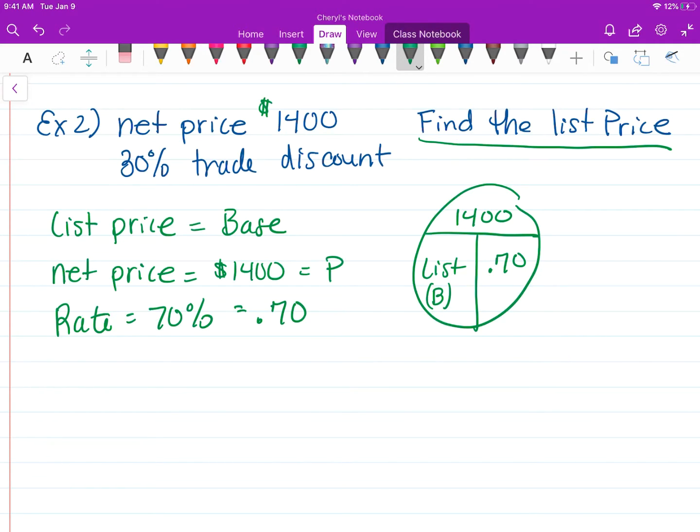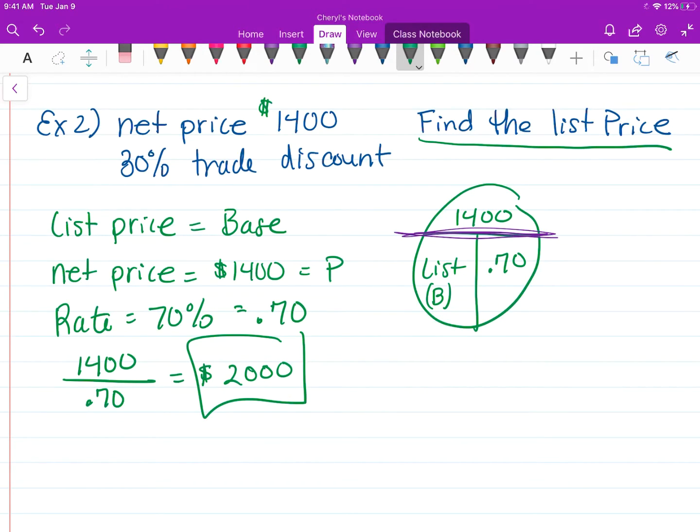Okay, so what is separating the two values that I know is the division line. So that means I'm going to take 1,400 and I'm going to divide by 0.70, and when I do that, I get $2,000. So what this means is that the list price is $2,000, then 30% was removed for the discount, and then the net price, what the buyer is going to end up paying, is $1,400.